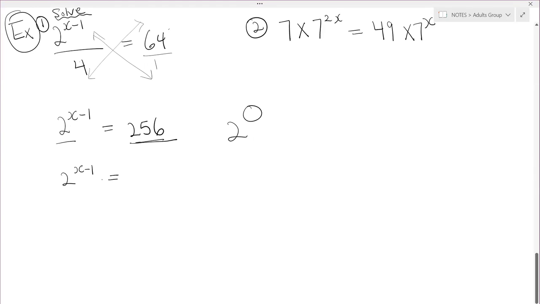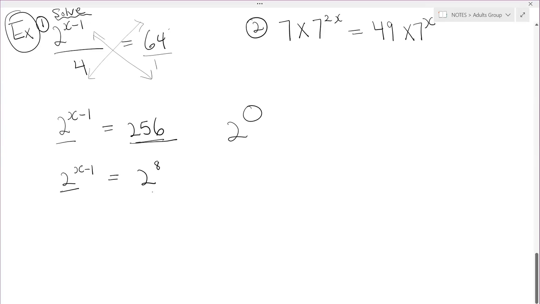So I could put 2 to the power of 10. Whoa, I got 1,024, that's too big. I could put 2 to the power of 5. I got 32. I could put 2 to the power of 8. I got 256. So I say, okay, that's my number. 2 to the power of 8 will give me 256.